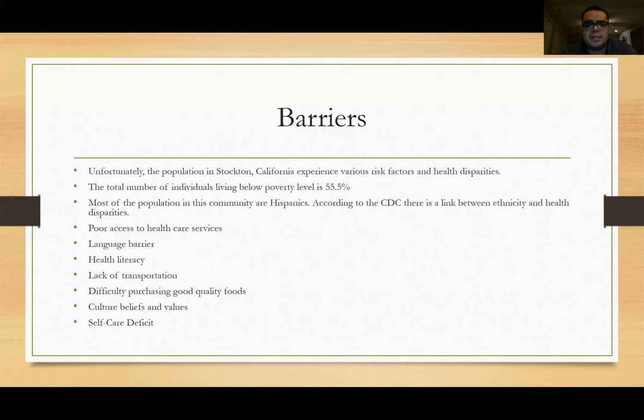They might have a disability where they're not able to properly manage their health. They might have cognitive deficits where they're not able to properly remember to take their meds. They don't understand the importance of their medications.